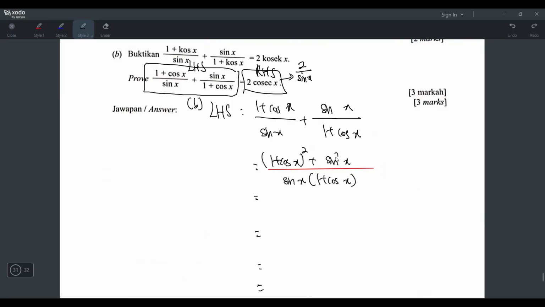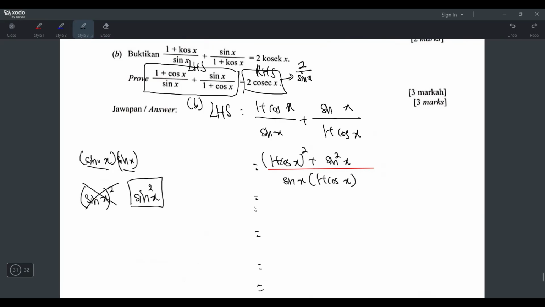Don't write sin x square. When you take sin x times sin x, this is not the correct way to write it. Or maybe some students say, oh, like that, open bracket. No, this is not the right way. The right way to write it is like this: you write the square here, on the sine. So what's the meaning of sine square? Sine x times sine x.